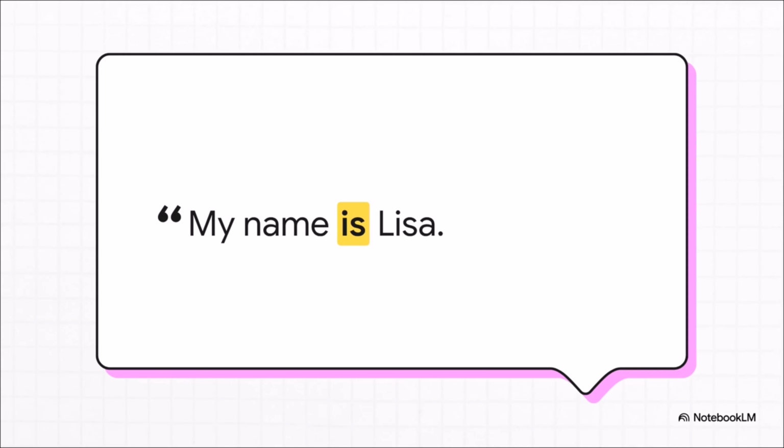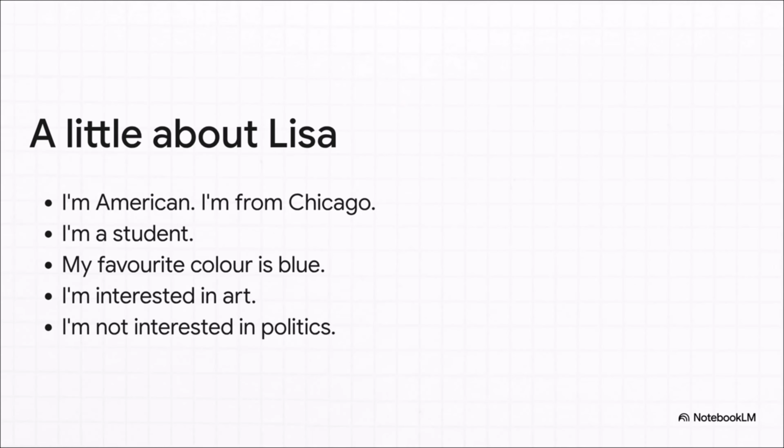This is a super simple sentence, right? But look closely. My name is Lisa. That little word is exactly what we're here to talk about. And wow, look how much we can learn about Lisa just by using this one verb. We find out where she's from, what she does, her favorite color, what she's into, and even what she's not into. This one little verb is the key to describing pretty much everything.